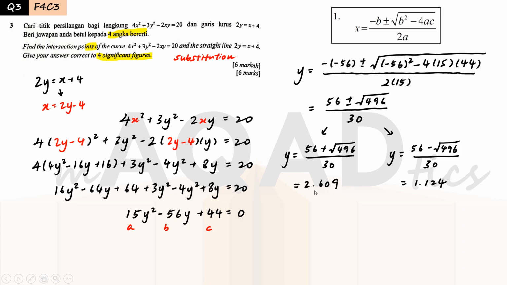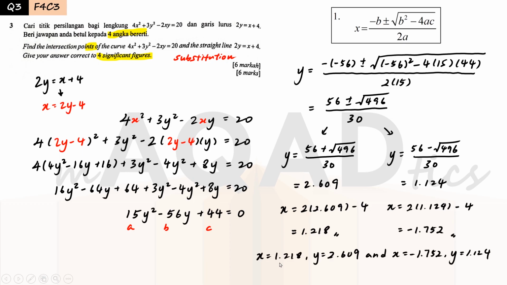Once we find the value of y, we can substitute back into the simplified equation, which is this one, to find the value of x. Now you can see that we have two sets of answers, so that's why it says intersection points. Then, which is also important, write out your final answers in one sentence. We can write the first set of answers and the second set of answers.